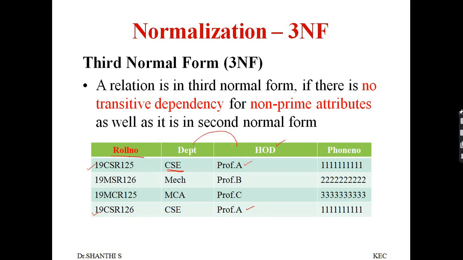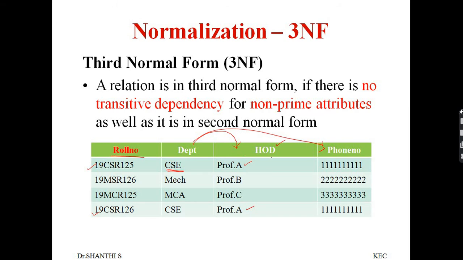So department determines the HOD. If the department is CSE, the HOD is Professor A. If it is Mechanical, the HOD is Professor B. If it is MCA, the HOD is Professor C. So the department determines the HOD and phone number. That is, these 3 are called non-prime attributes.